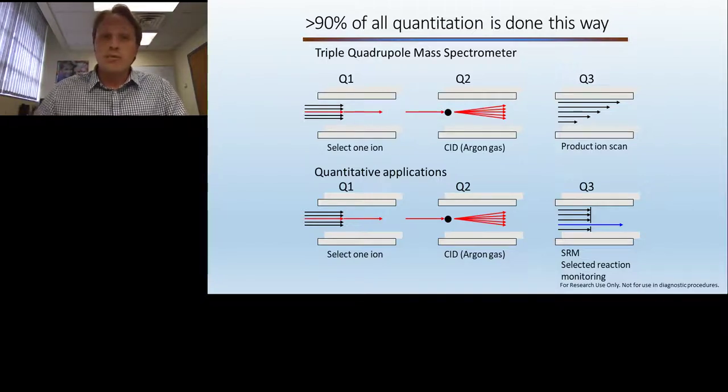In a quantitative performance, you would select only 1 or maybe 2 of those product ions in Q3 as a way to select a single reaction or selected reaction monitoring. When you're selecting more than 1, you might call it multiple reaction monitoring.